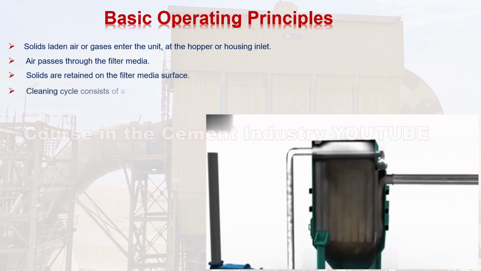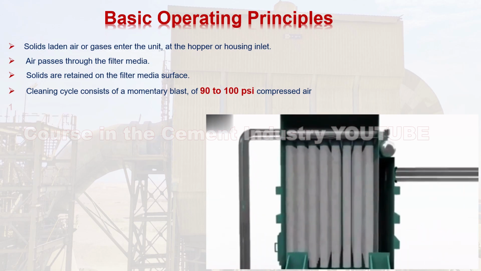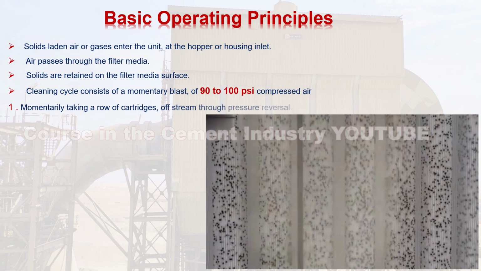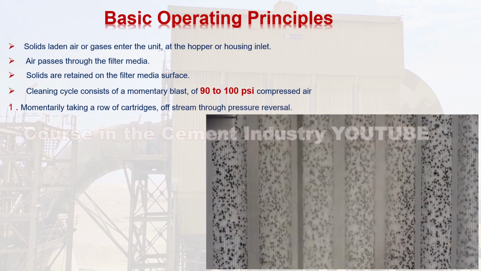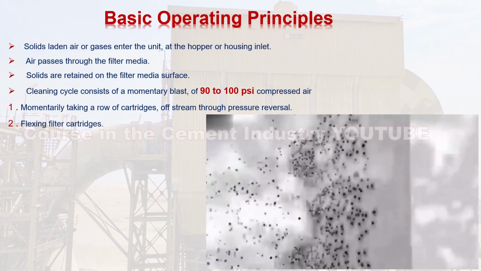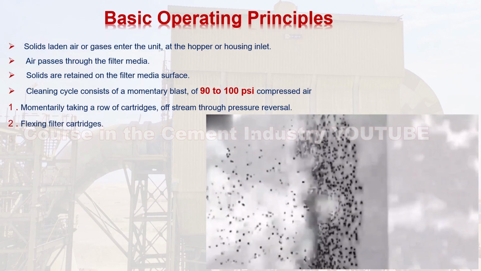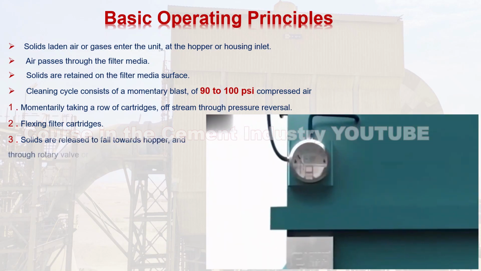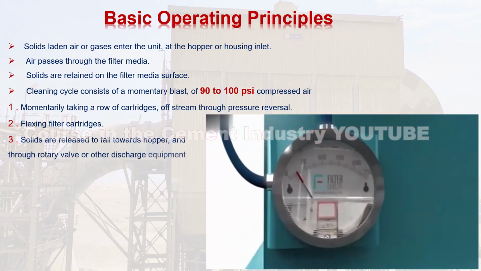Cleaning cycle consists of a momentary blast of 90 to 100 pounds per square inch gauge compressed air. 1. Momentarily taking a row of cartridges off stream, through pressure reversal. 2. Flexing filter cartridges. 3. Solids are released to fall towards the hopper, and through a rotary valve, or other discharge equipment.